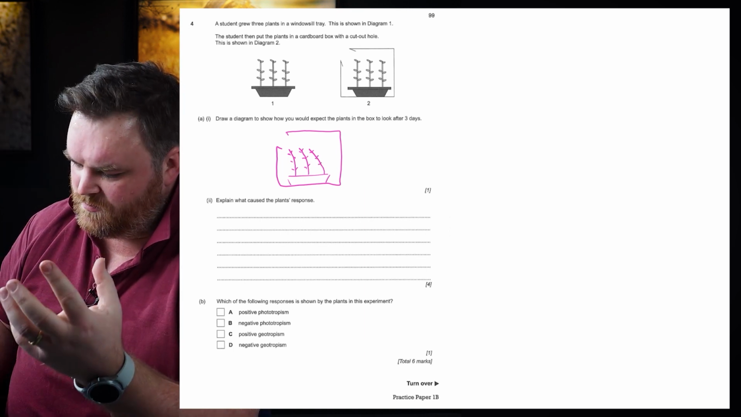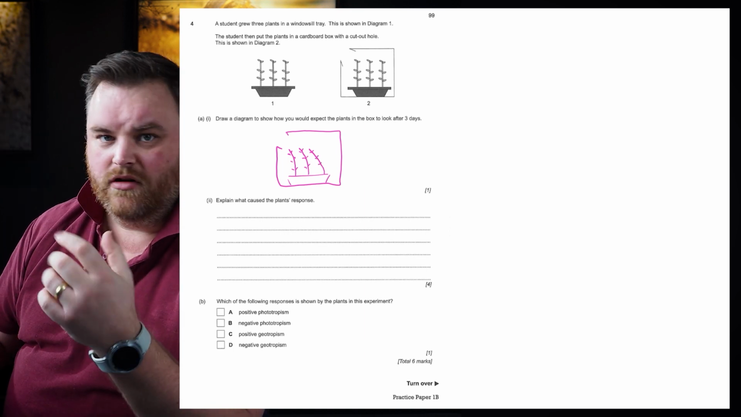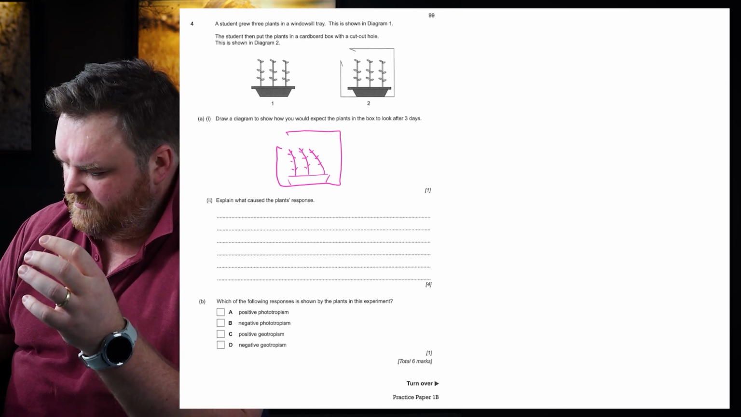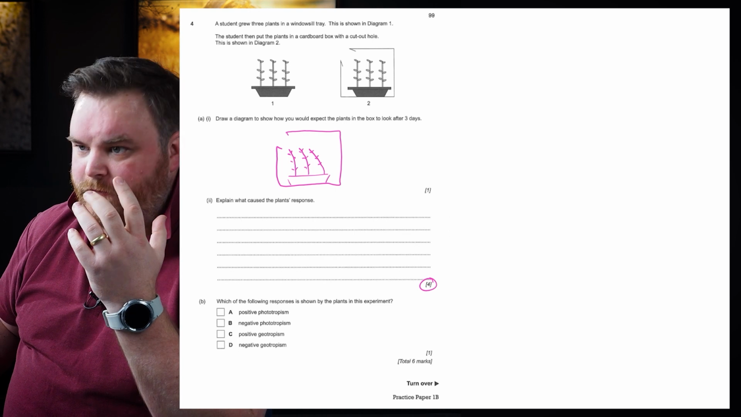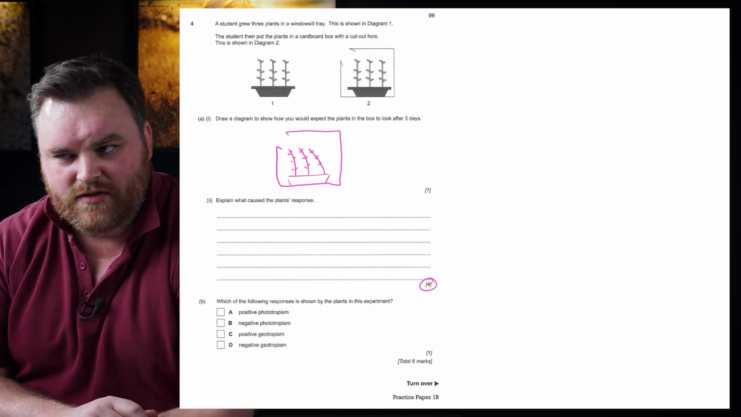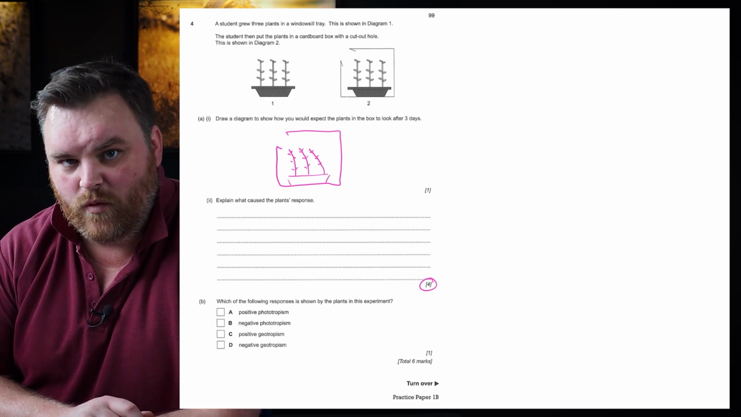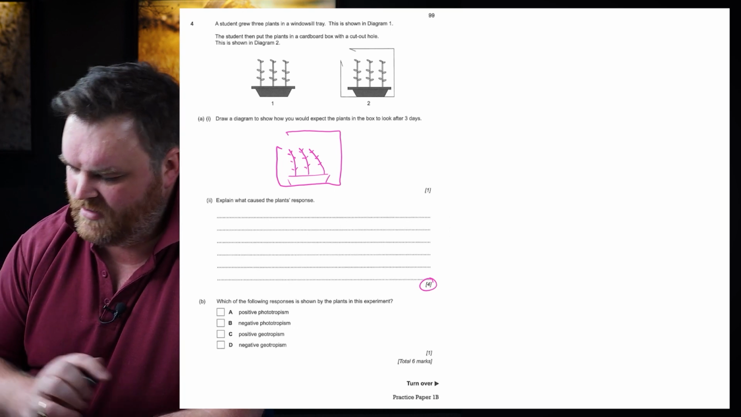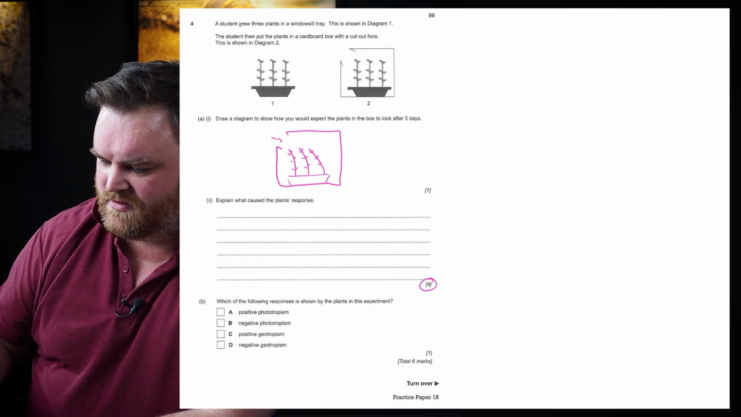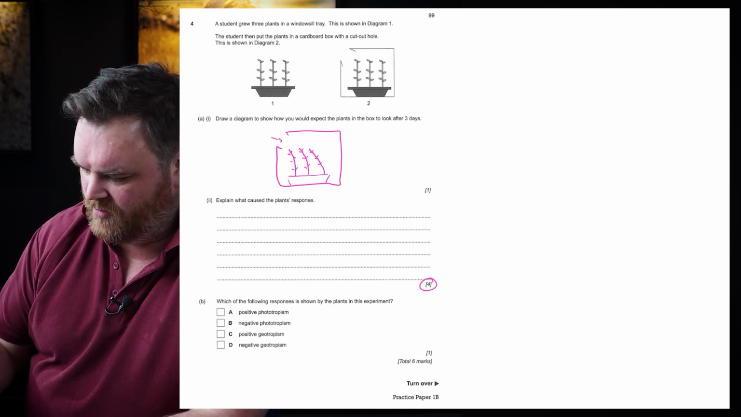Right, explain what caused the plant's response. First thing we're going to do with an explain question, as with any extended response ones, have a look down here, 4 marks. All right, so to get 4 marks out of here, we're going to need to be quite detailed, and we're going to need to be quite specific in what we're saying to pick up all 4. So we'll run through this step by step. First thing we've got is a directional light source. So light is coming in through the hole in the box.